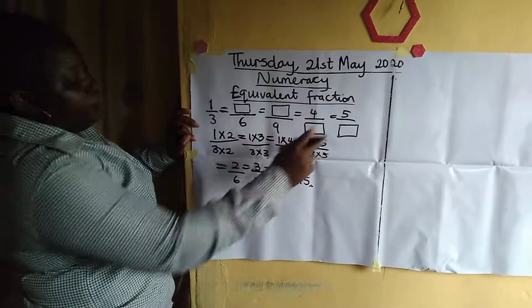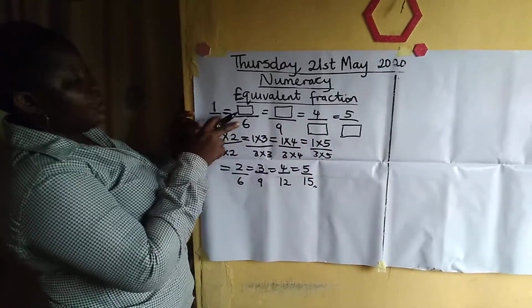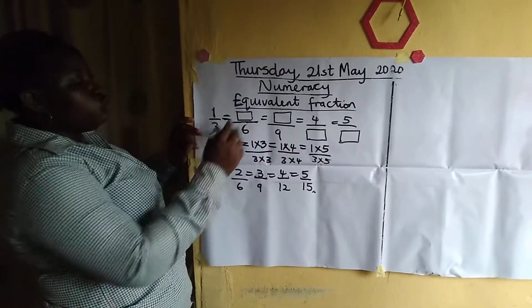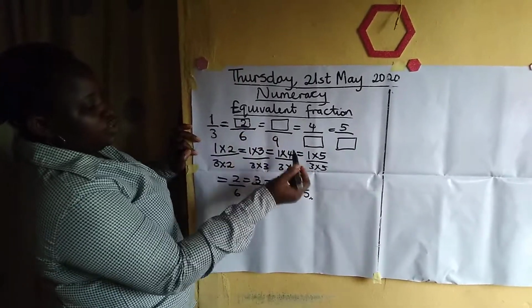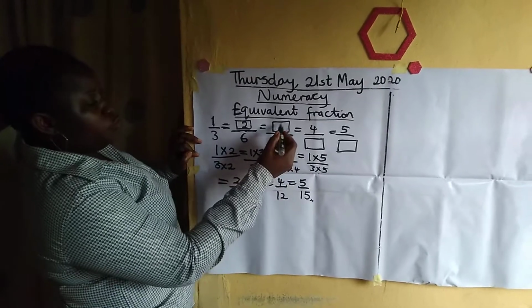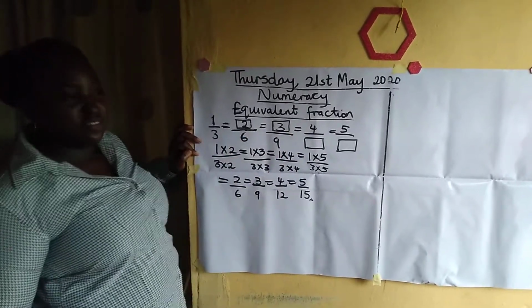Now, we can fill in the box. We have 2 over 6 in our answer, but in the question, we have box over 6. So, it means 2 is supposed to be here. Now, we have 3 over 9. When we look at our question, we see box over 9. So, 3 is supposed to be on top of 9. That means this box is 3.